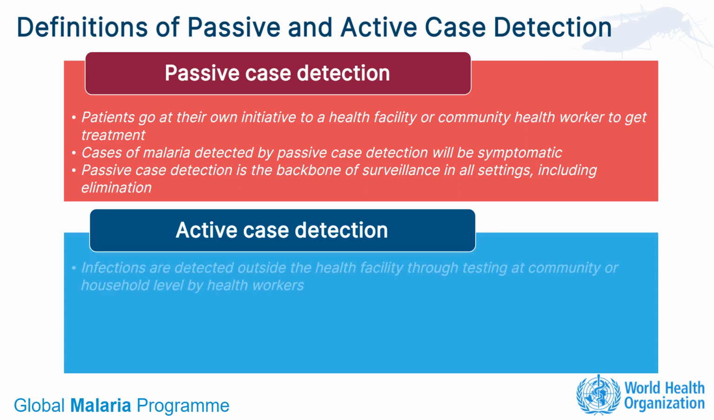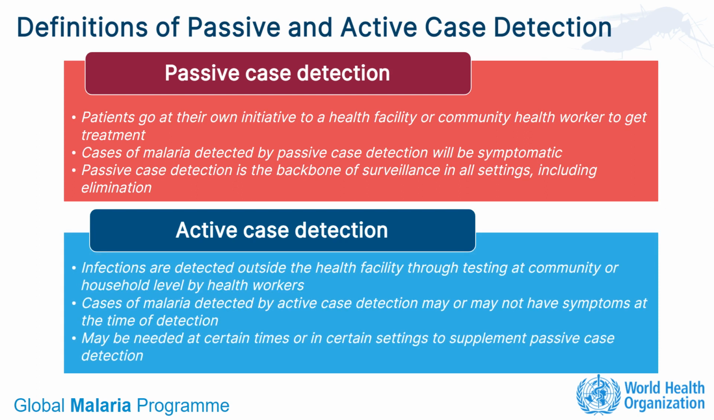Active case detection, or active surveillance, requires healthcare workers to go out into the community outside of health facilities to seek out cases. Active case detection may find people who are asymptomatic but have yet to seek care, or they may find people with few or no symptoms who are not motivated to seek care. In elimination settings, active case detection may be needed to supplement passive case detection.